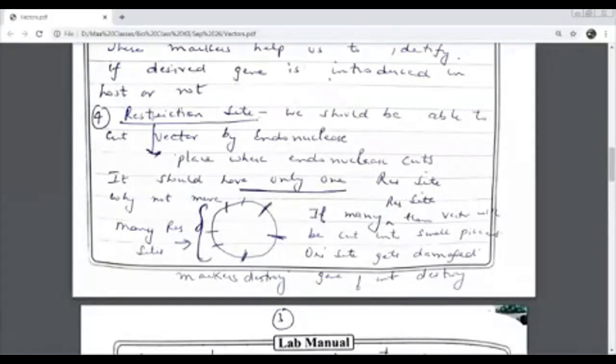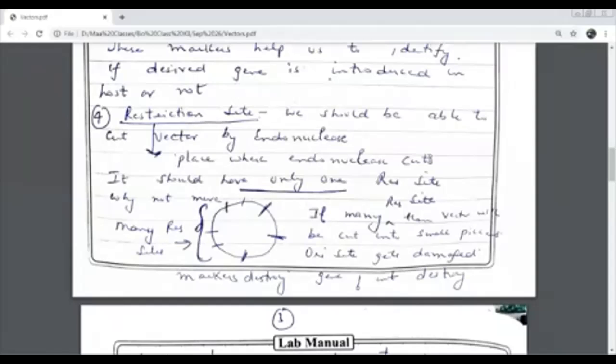Don't get confused. What does restriction site mean? I put an arrow. Later I realized after writing that maybe you don't understand. So restriction site is the place where endonuclease cuts. What is restriction site, children? The place where endonuclease cuts. So we should have one restriction site. But remember, we should normally have only one restriction site in vectors.